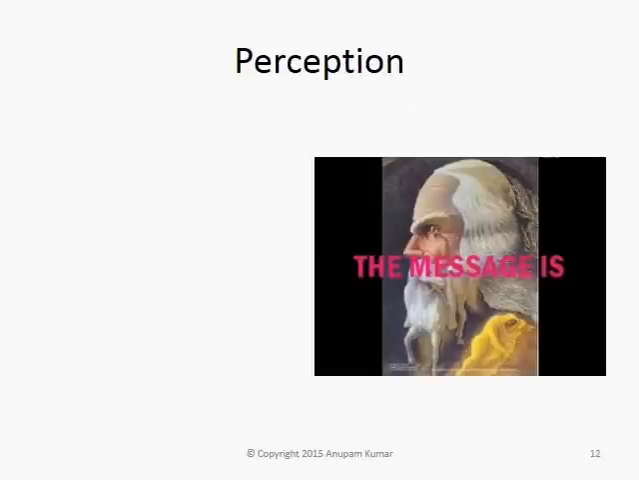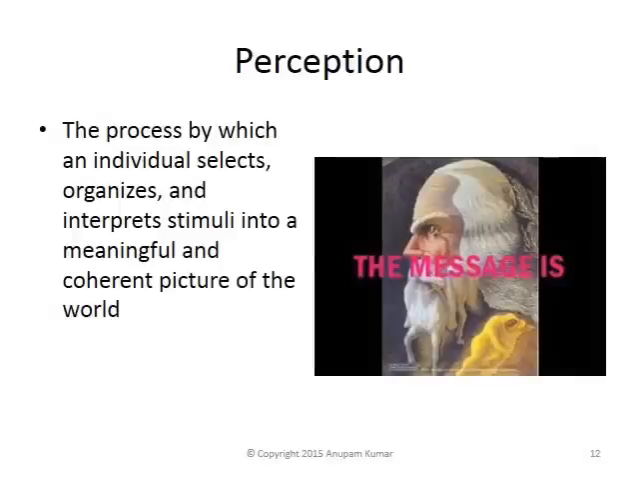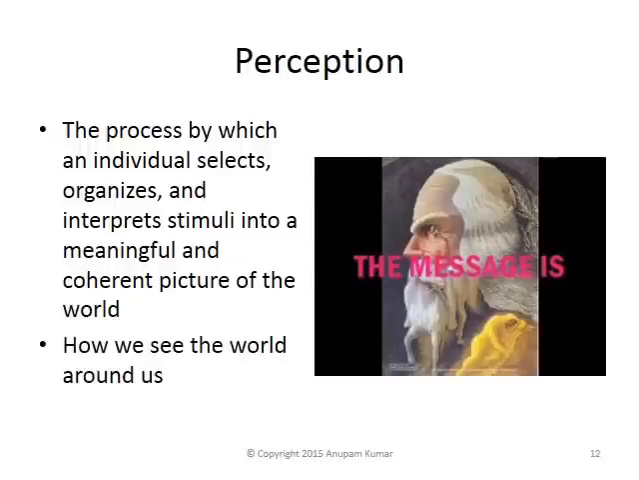What do you see in the picture? An old man with white flowing hair and beard, or a rider on a white horse gazing at a lady sleeping by the riverside? The difference is perception. The process by which an individual selects, organizes, and interprets stimuli into a meaningful and coherent picture of the world. It is how we see the world around us. That is what perception is.